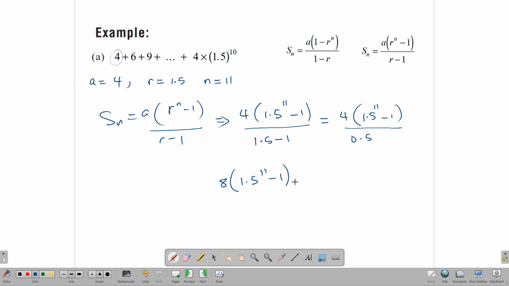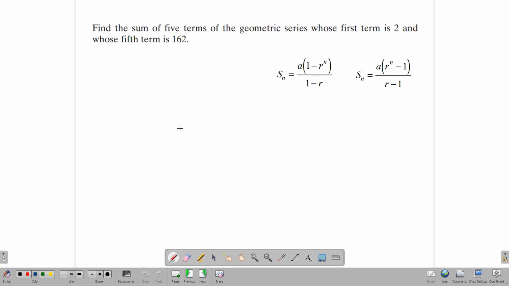And if you haven't punched it in your calculator yet, then once you do that, the result is 683.98, which you can round off, of course, to 684. So the sum of the first 11 terms in this series would be 684. Let's try another question.